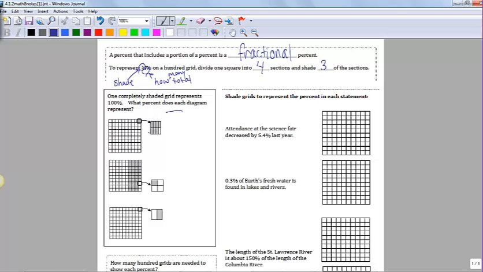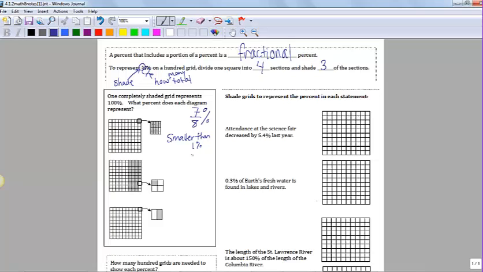Now, the total number of pieces, just like what we learned in the fraction unit, will be my denominator. So here we've got 1, 2, 3, 4, 5, 6, 7, 8. Right, so we've taken that one square, that 1%, and divided it into eighths. Now, of those 8 sections, 7 are shaded. So this percent is 7/8 of a percent. It's smaller than 1%. This is a tiny, tiny, tiny portion of the larger population.